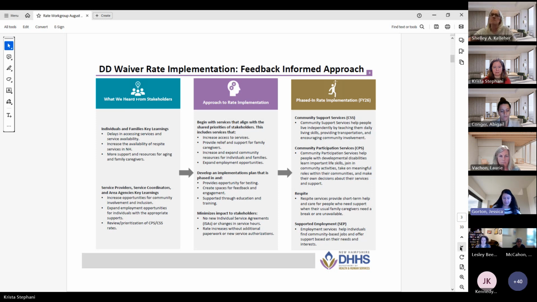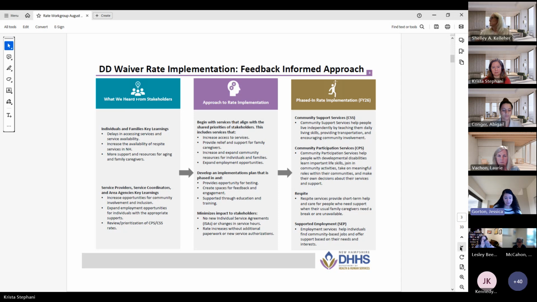But there was so much more information that maybe didn't talk about rates specifically, but helped us focus on how we might approach a phase in, which is what we have ultimately determined and are proposing today. Some of that feedback, from individuals, families, providers, and others, said there are delays in accessing services because of a perceived, and very real, barrier around the rate as it currently is. There was a lot of conversation about the availability of respite services in New Hampshire, and from our stakeholders' perspective, the reimbursement amount is one of the barriers there.